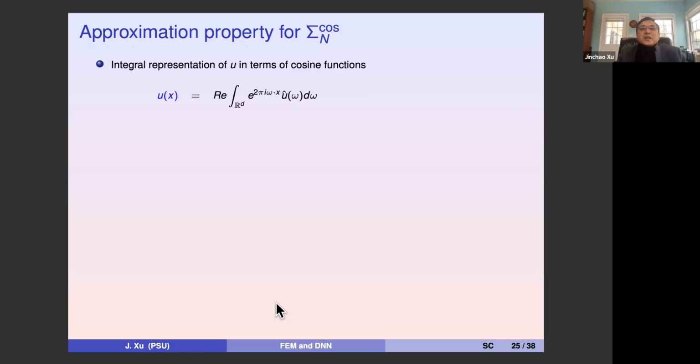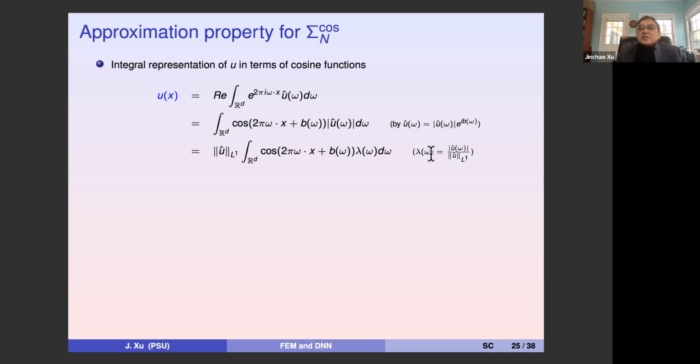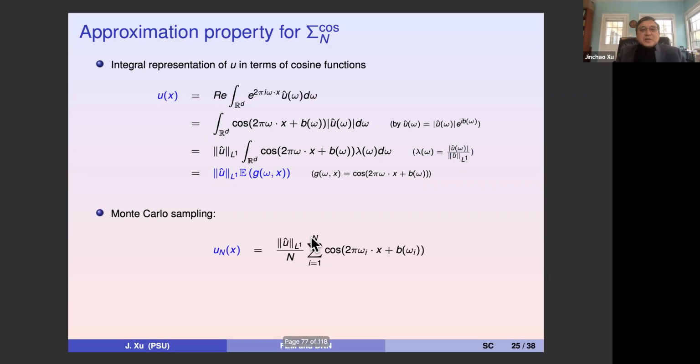We're going to use the Fourier transform. This is the inversion formula. I'm going to rewrite it, taking the real part, if U is real. I write this U hat as the real part of this formula. Then it becomes a cosine. Okay. And you put this L1 here, this is what I call a probability distribution because the integration is equal to 1. So you can write this U of X as an integral representation, okay? And then Monte Carlo sampling.